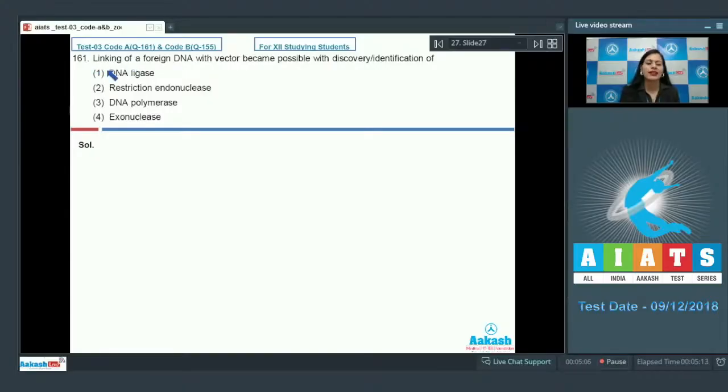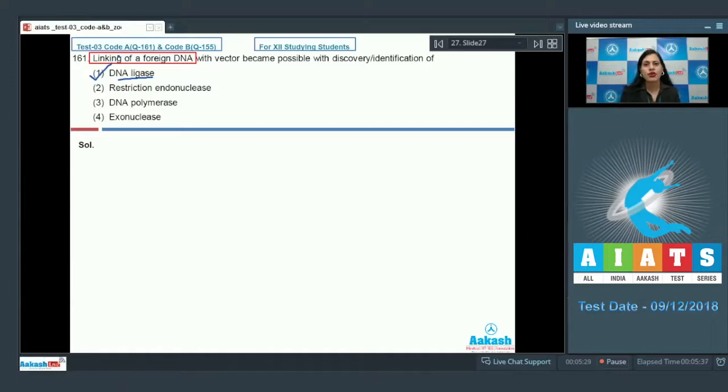Question number 161. Linking of a foreign DNA with a vector became possible with discovery or identification of. So we need to find out which option is responsible for linking the foreign DNA with a vector. And the very first option given is DNA ligase. And this is the correct answer to our question.